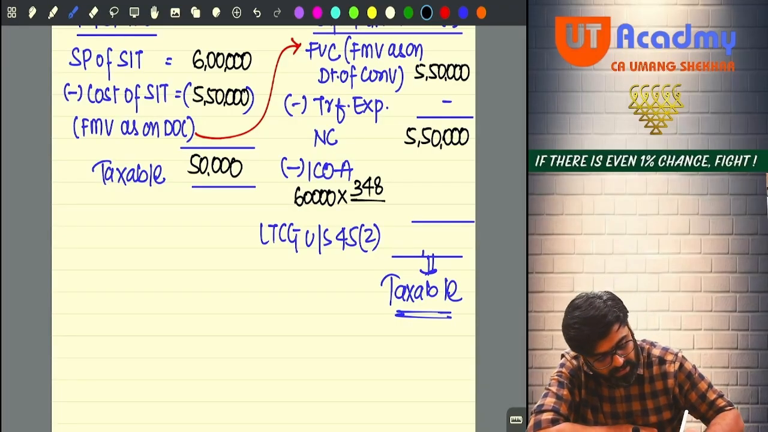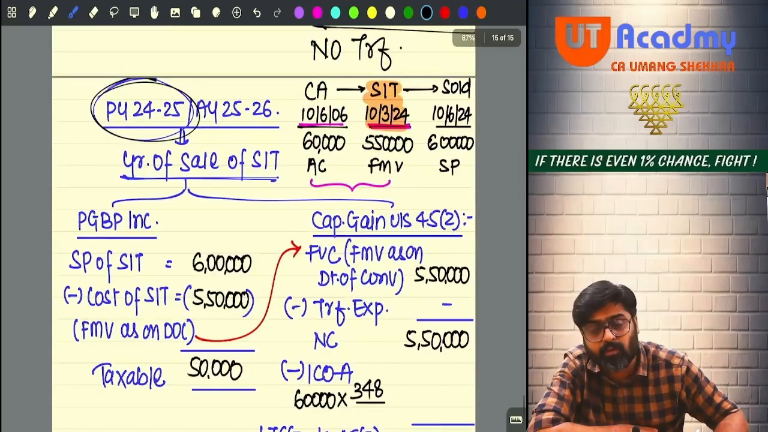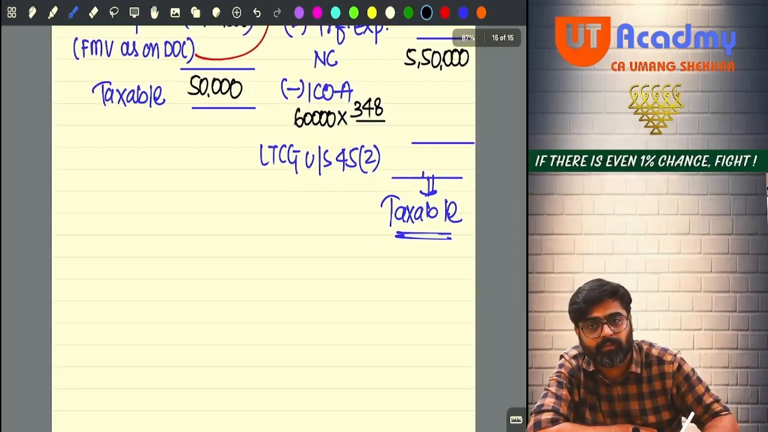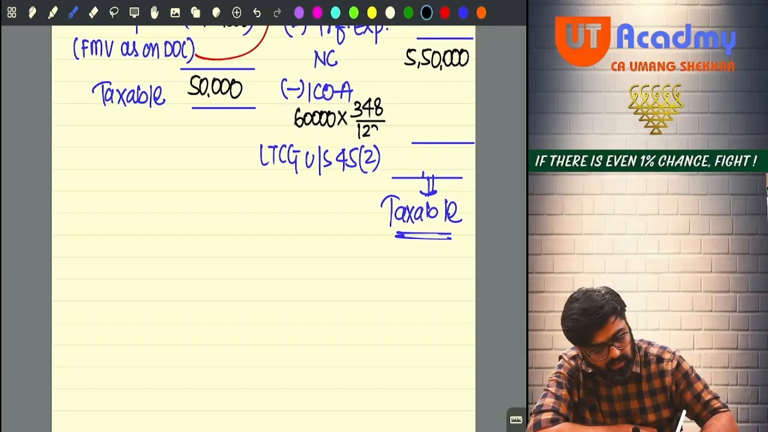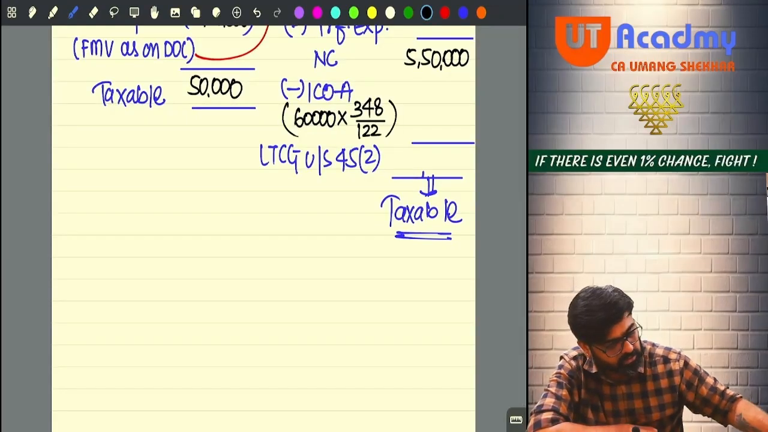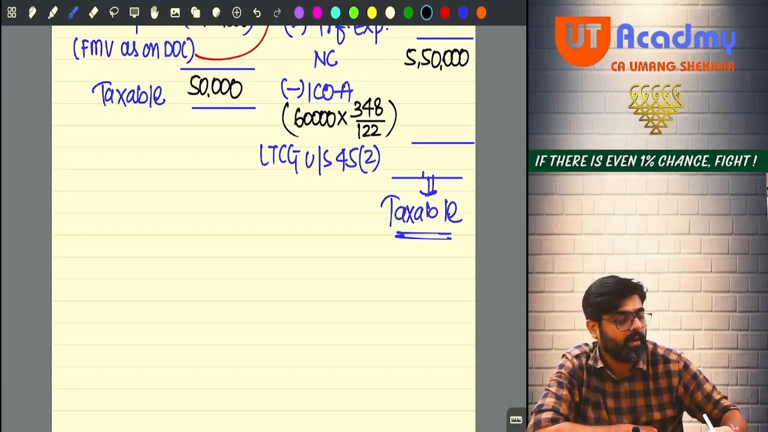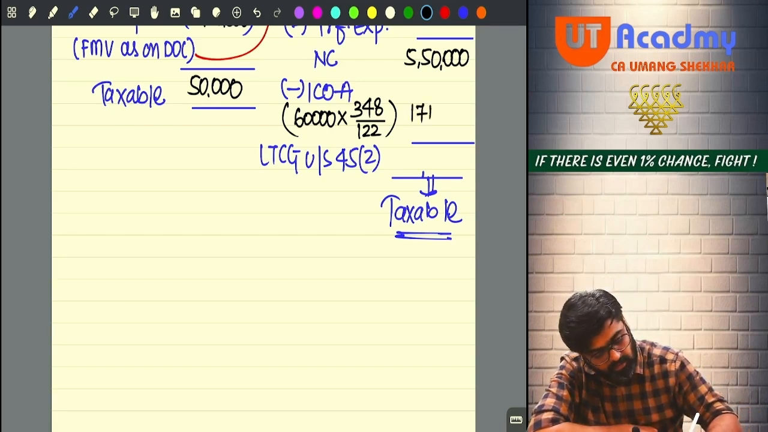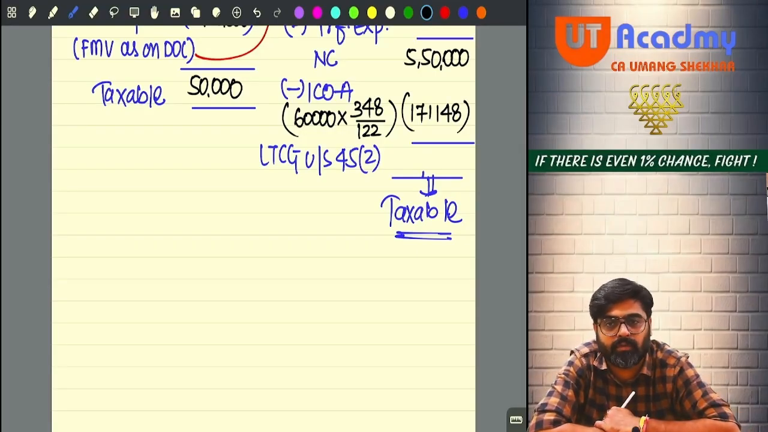Divided by CII of acquisition year. In which year was acquisition made? 6-7. What is the CII of 6-7? 122. Now please calculate the indexed cost. 60,000 into 348 divided by 122 will give me 171,148. 171,148 will be your indexed cost of acquisition. Fortunately, there is no cost of improvement. If there had been a cost of improvement, I would have taken that and indexed that also.